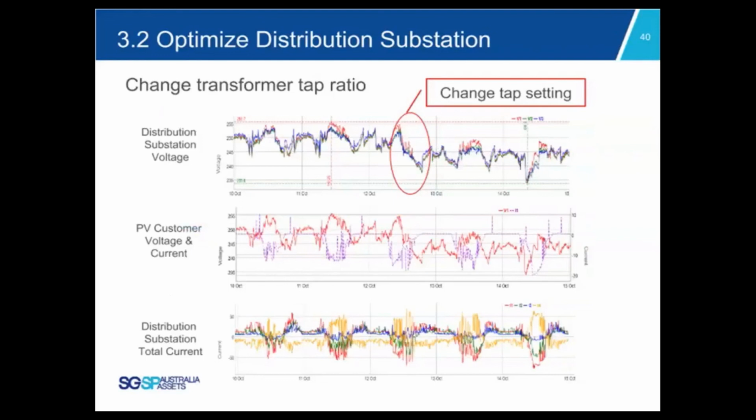Here's a good example for fixing compliance voltage issue by changing transformer tap ratio. The story started from a customer complaining about his PV inverter tripping off due to high network voltage. Our power quality engineer investigated the voltage level of the distribution substation with the analytic platform. They found the red phase voltage was higher than the voltage limit during the PV generation period. At the same time, the voltage in the other two phases was close to the upper voltage limit.